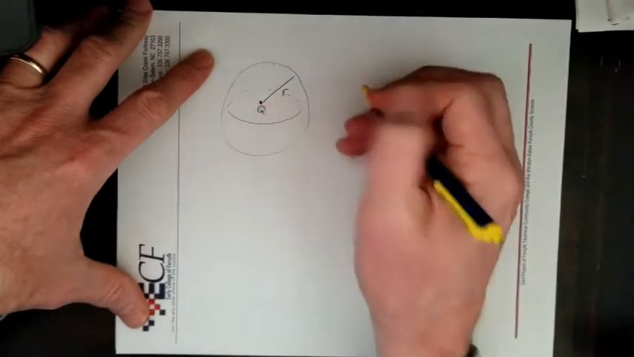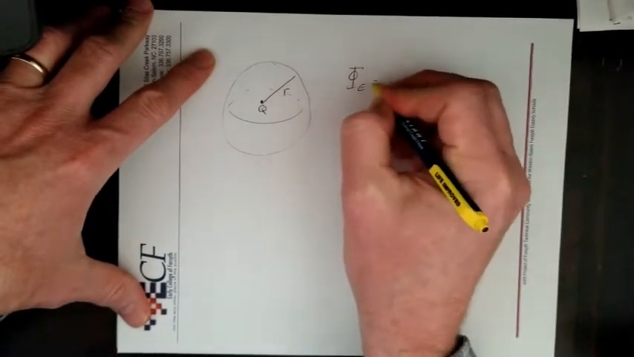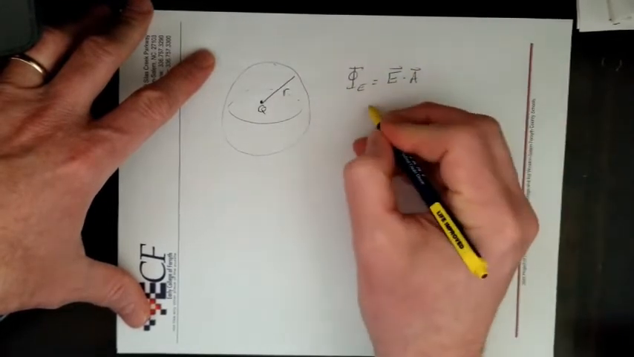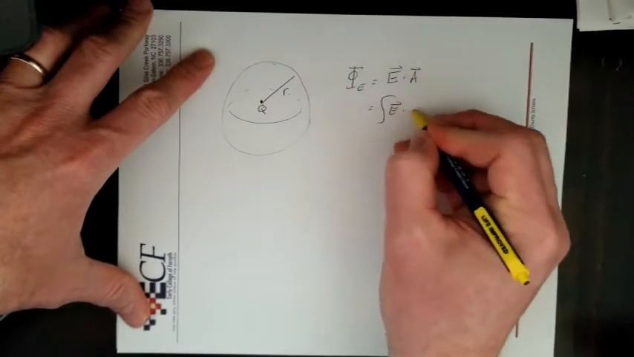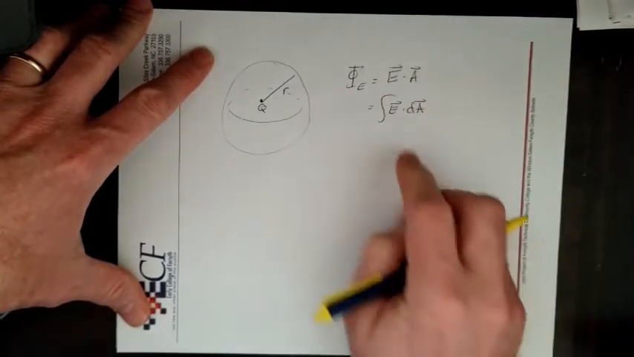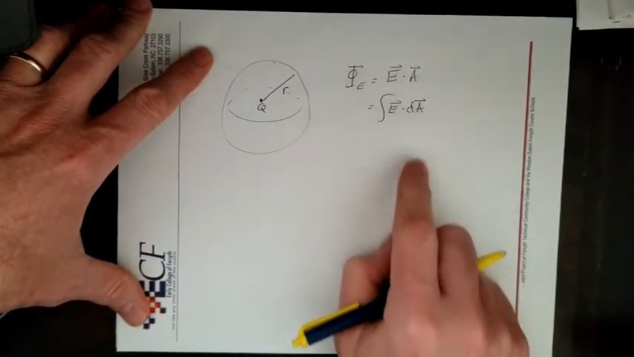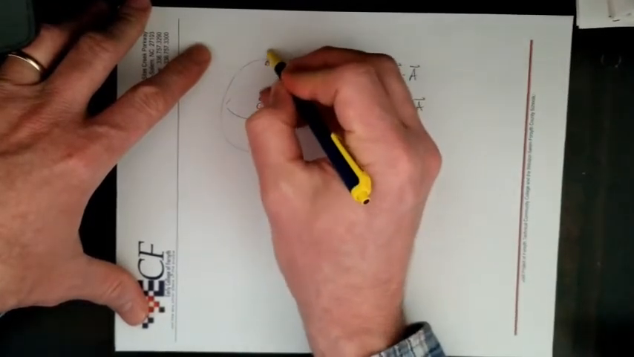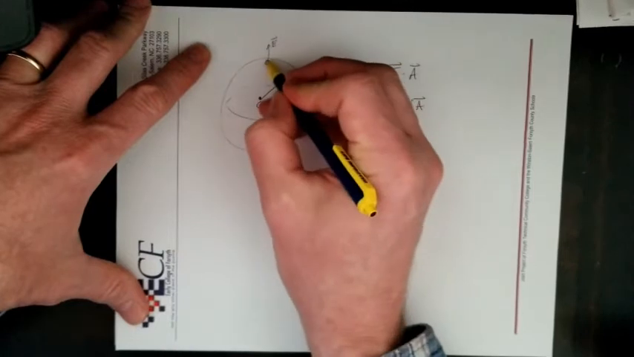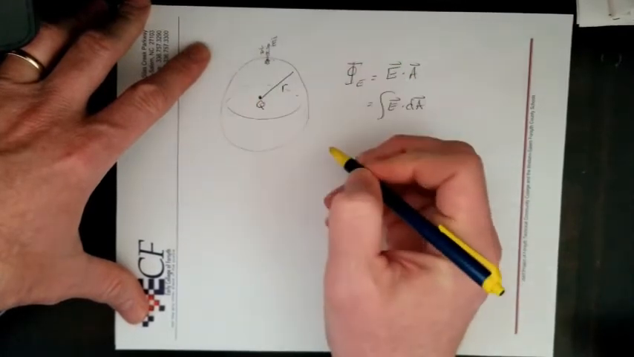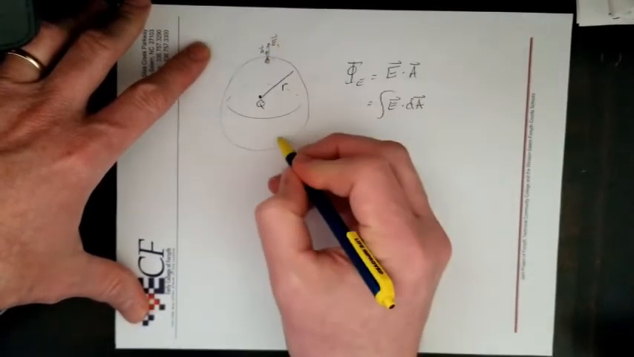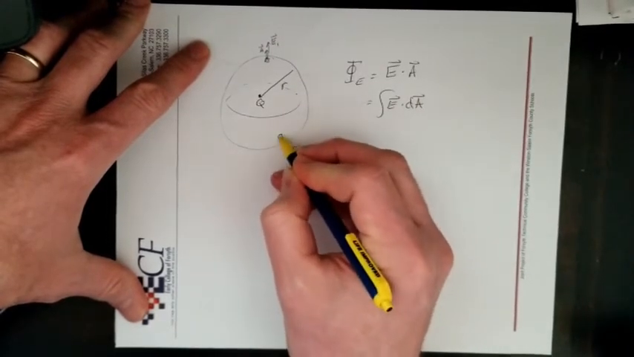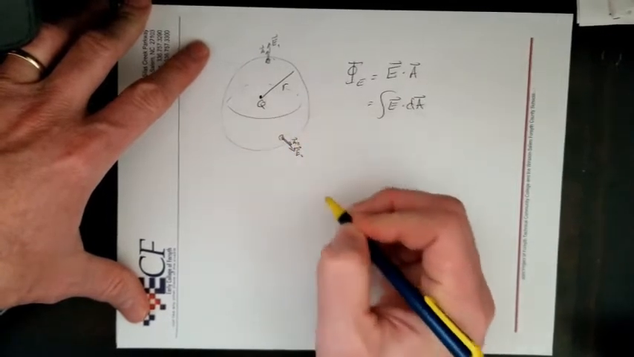Well, I know that the electric flux is E dot A if the electric field is constant, or if the electric field is not constant, E dot dA for the calculus-based group. For the non-calculus-based group, if I take this point right here, I have an electric field coming out of it at that point, and I have an area vector in the exact same direction. Call it E1, A1. Over here, I've got some electric field E2 and some area vector A2.